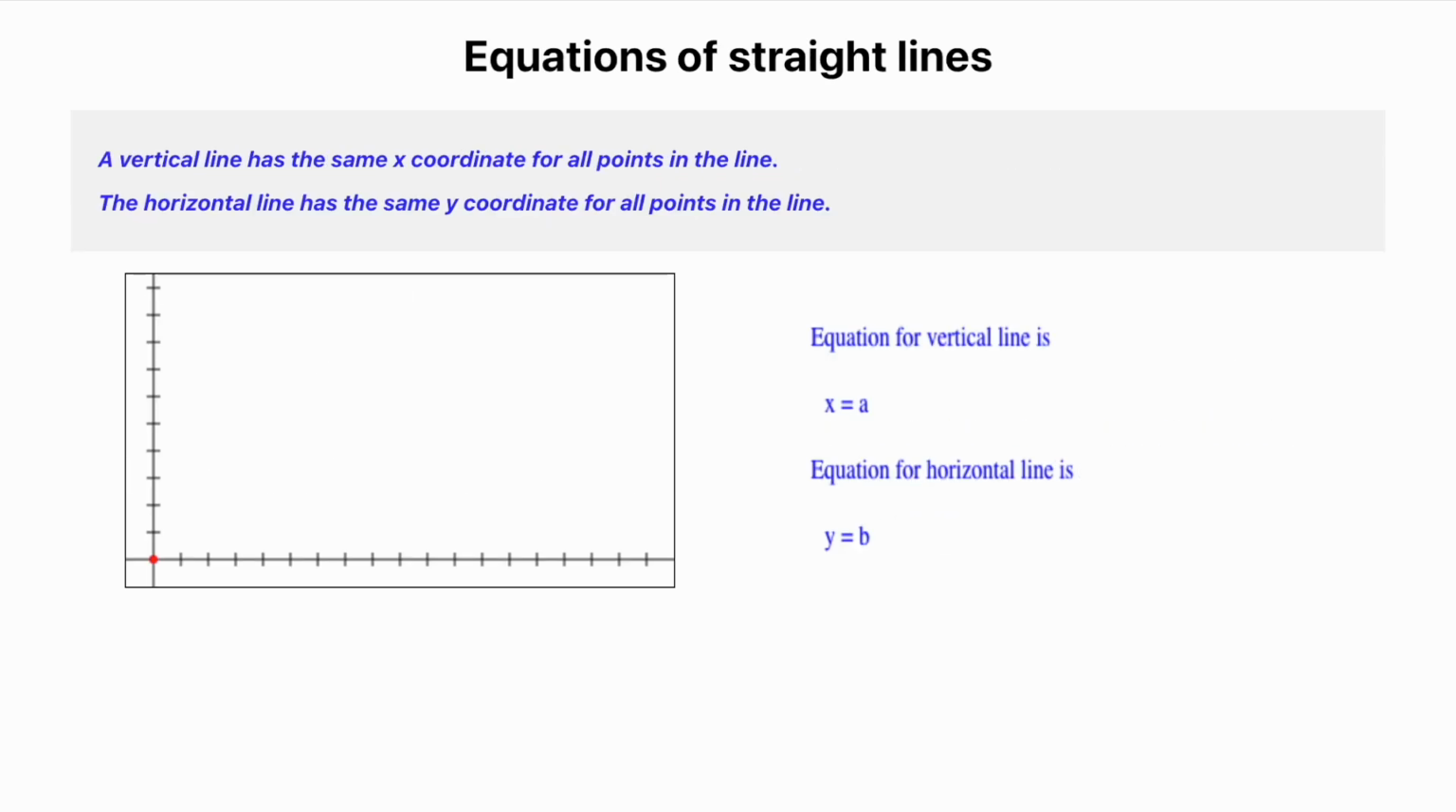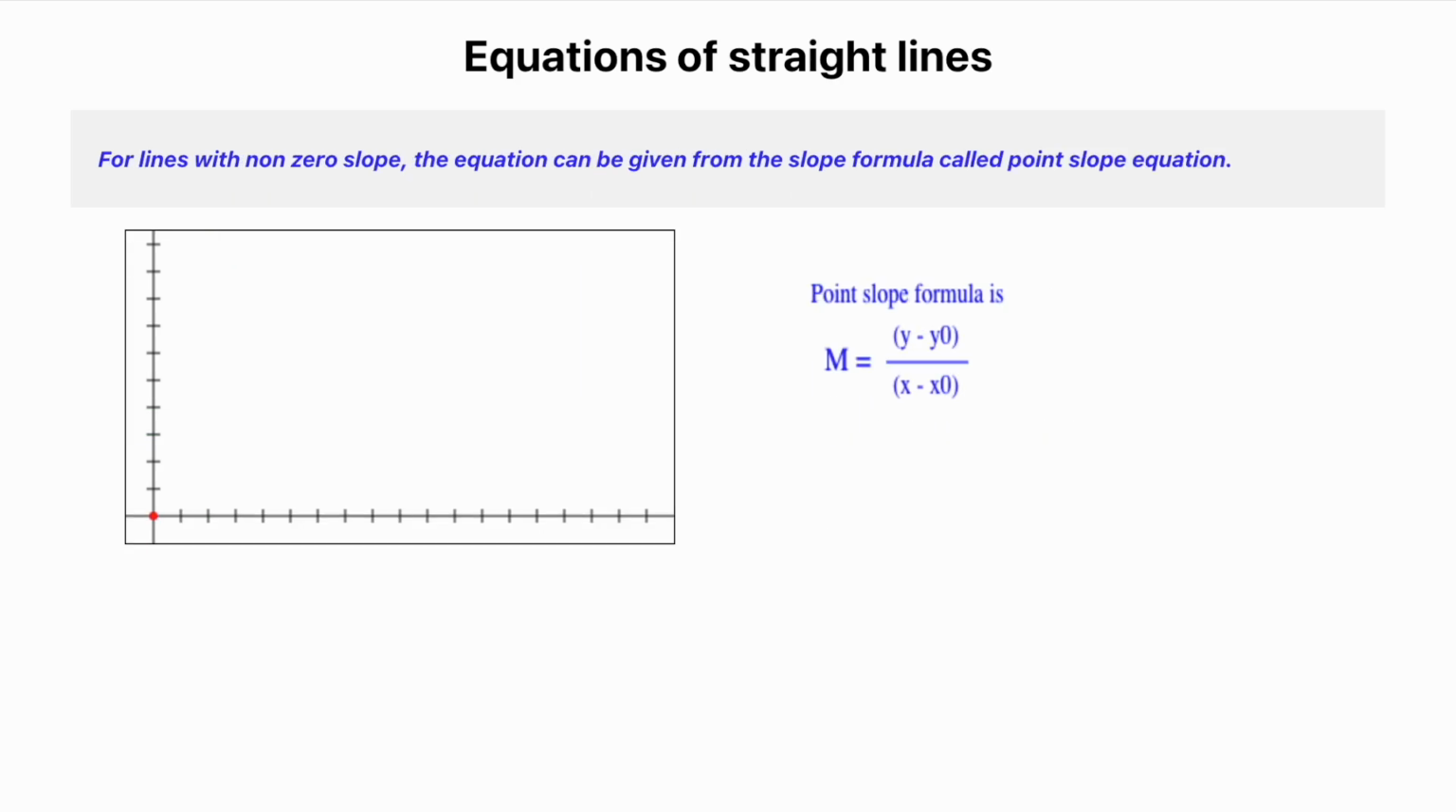Equation for straight lines. A vertical line has the same x coordinates for all points in the line. The horizontal line has the same y coordinates for all points in the line. So the equation of a straight line can be like x is equal to a or y is equal to a for vertical or horizontal lines. For example, x is equal to 2 is a vertical line and y is equal to 4 is a horizontal line.